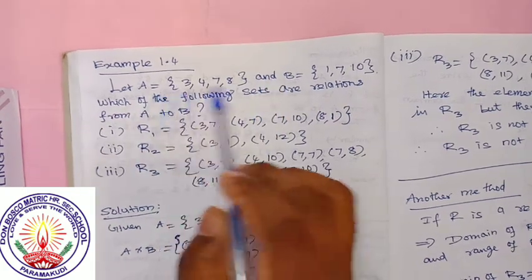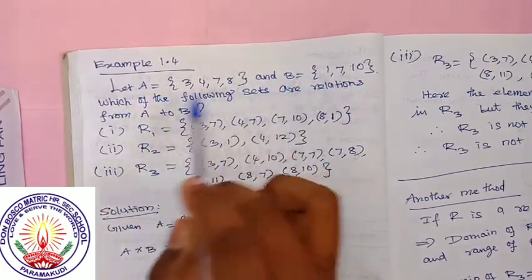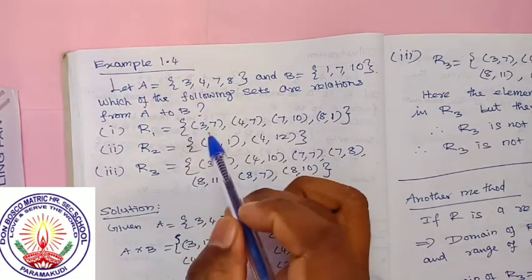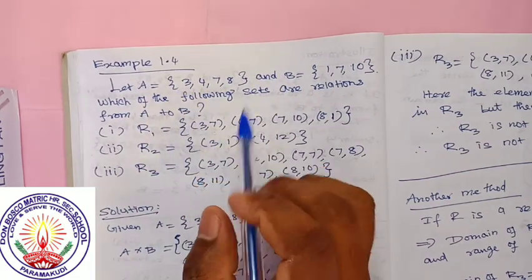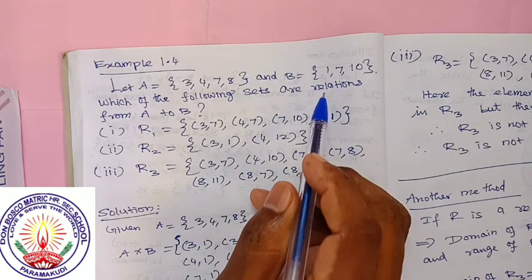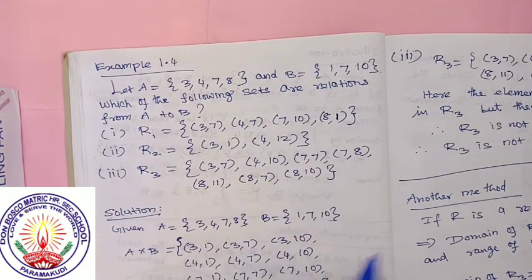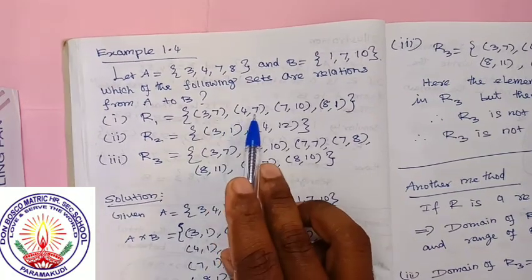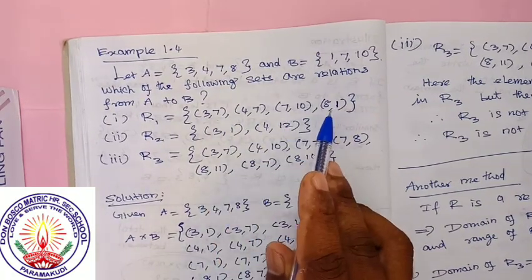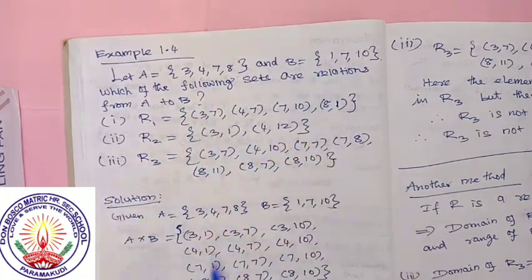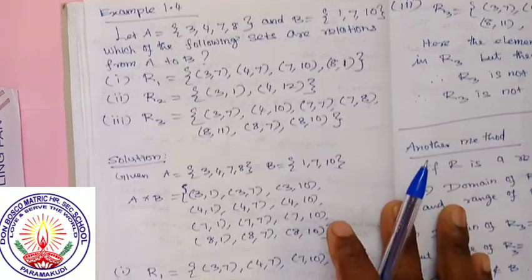So if A and B are given, first we have to find capital A cross B. Then we have to check whether this set is a subset of A cross B or not. That is the question of finding relation or not. So let us take the first relation R1. What is R1? R1 = {(3, 7), (4, 7), (7, 10), (8, 1)}. A is given, B is given. First find the Cartesian product of A and B.